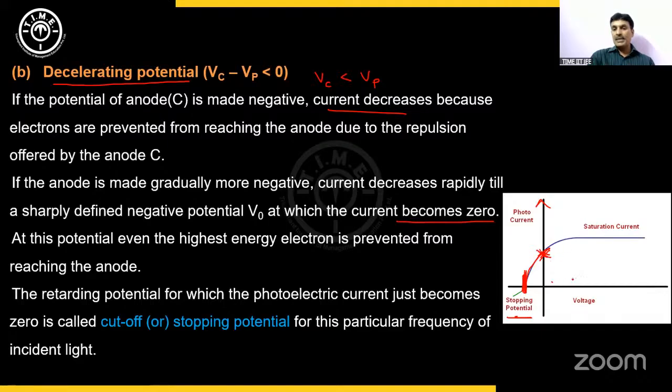So when the potential difference is 0, current is not equal to 0. Upon increasing the potential difference on the positive side, the accelerating potential, current gradually increases up to a certain value. After a particular potential value, the current becomes almost constant: saturation current. When a negative potential is applied, that is decelerating potential, current gradually decreases and reaches a value 0. That particular potential at which the photoelectric current absolutely becomes 0 is known as cutoff potential, cutoff voltage, or stopping potential, denoted by V0.